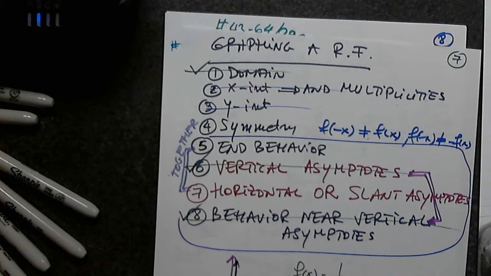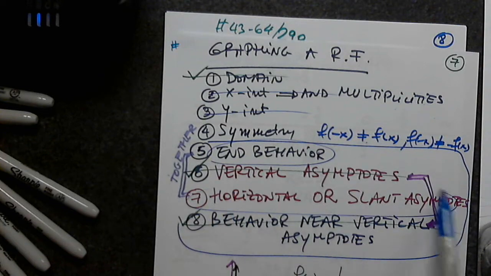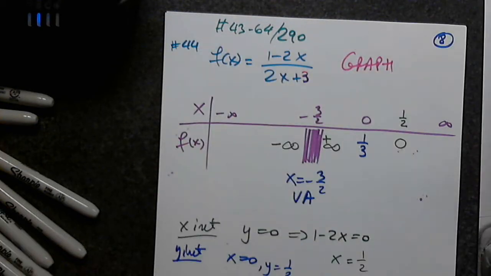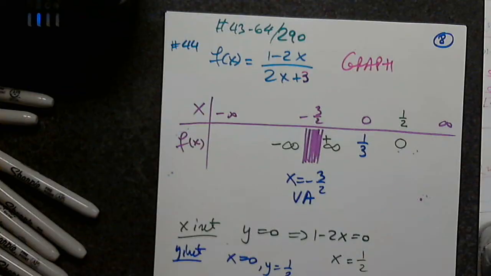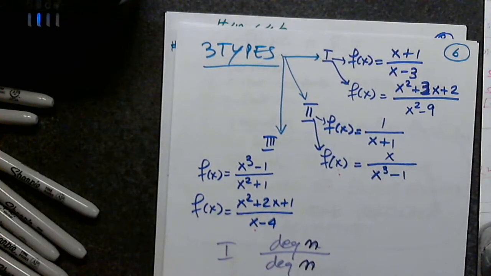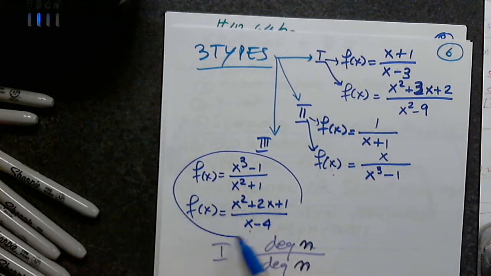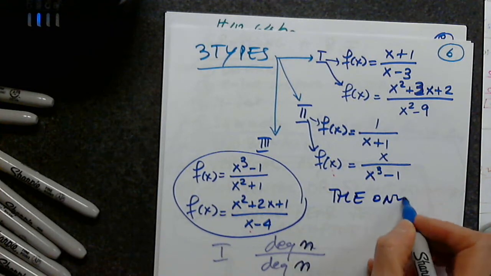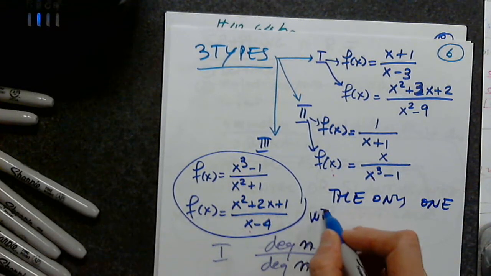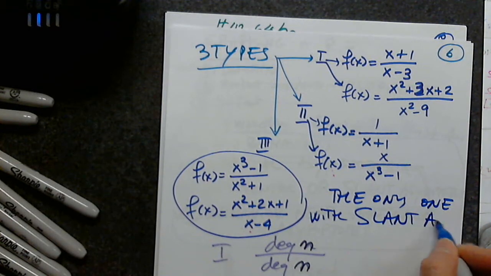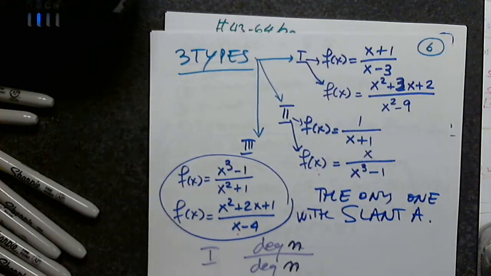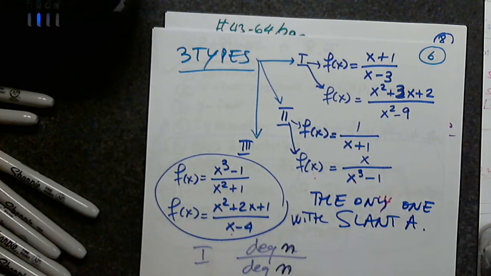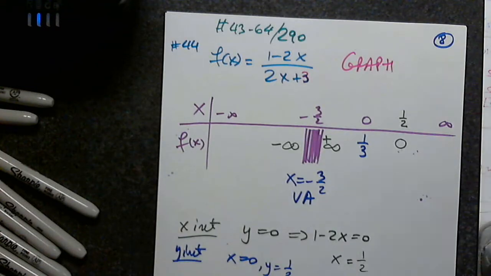The only and the last step we need is the end behavior and the horizontal or slant asymptote. Let me come back here to make it very clear. From all three types, the only one that has slant asymptote is this. The only one with slant. Only type 3. That's the only one with a slant asymptote, and I'll explain when we get there. The only one with a slant. Good.